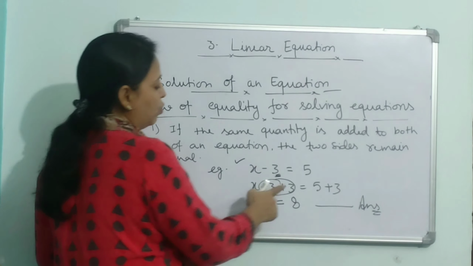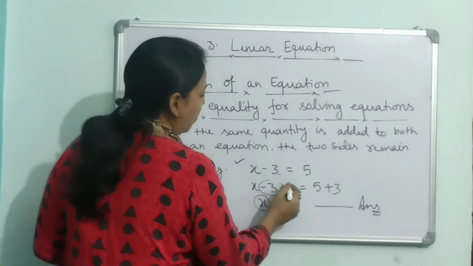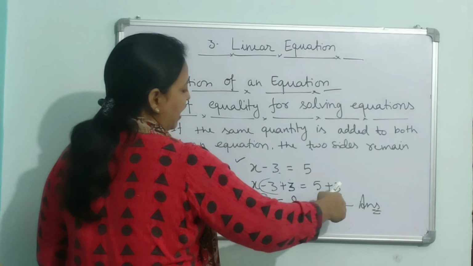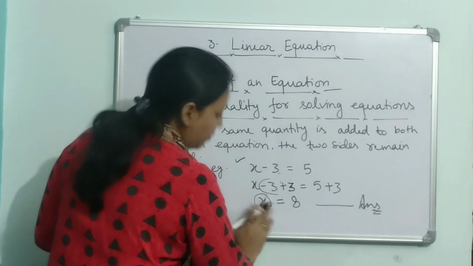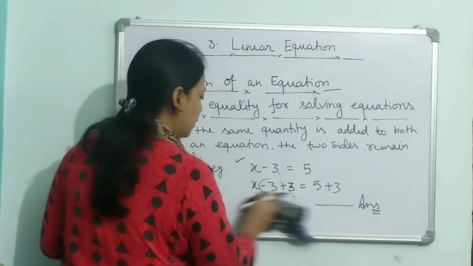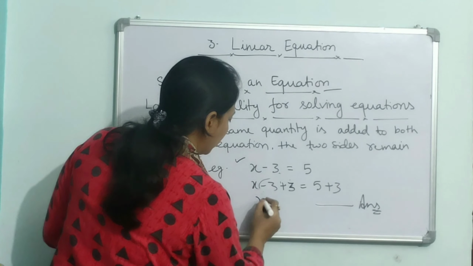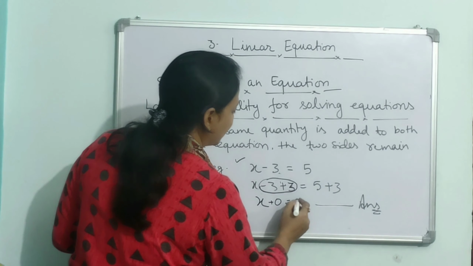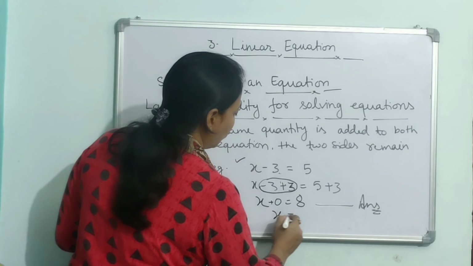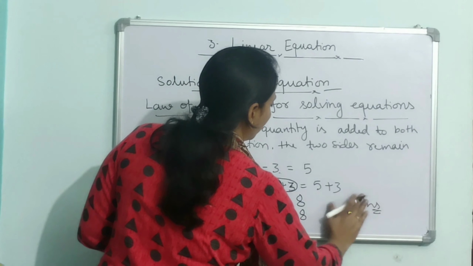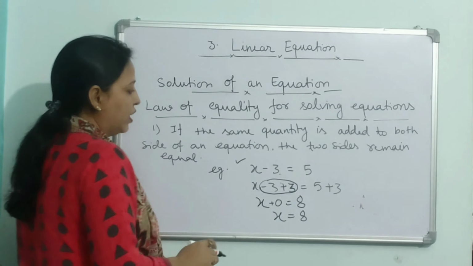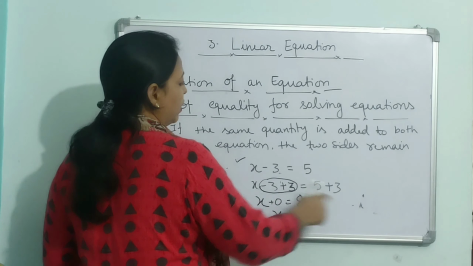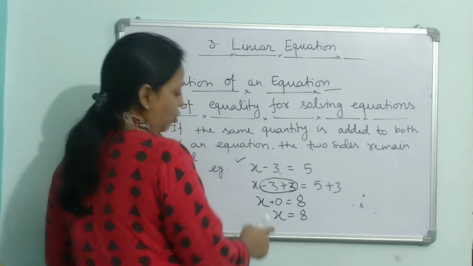This is the condition which you have to see. Now see what we have done. Which number are we adding? Plus 3 here, and plus 3 on the right side also. So minus 3 plus 3 will become 0, and x plus 3 minus 3 will become 0. So you can write x is equal to 5 plus 3, 8. So x is equal to 8. This is your answer. So this is the law of equality for solving the equation, by putting the same value on both sides and then solving it. So this is the first law.